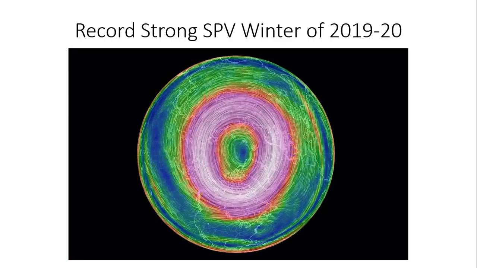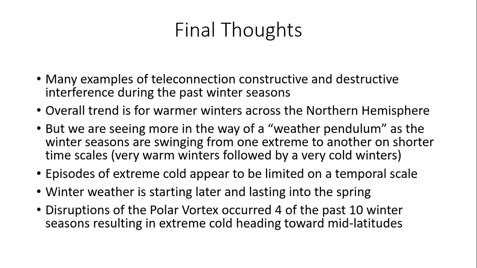Okay, next we're going to talk about how we're seeing more of a weather pendulum. What do I mean by that? The winter seasons are swinging from one extreme to another on shorter time scales. So for example, we may have one winter where we're very warm, 3 to 4 degrees Fahrenheit above normal, followed by the very next winter where it's below normal. And so the Earth, the atmosphere, is responding to the accelerated warming caused by global warming.